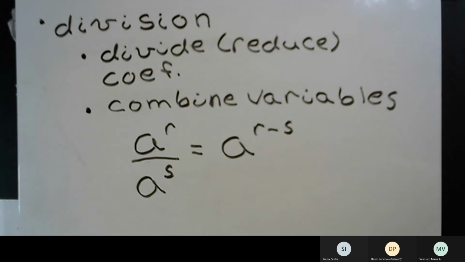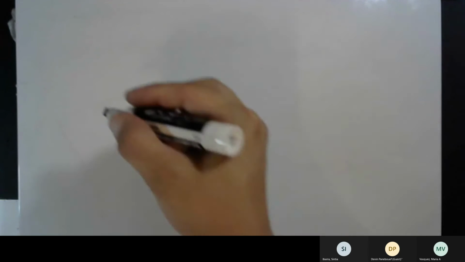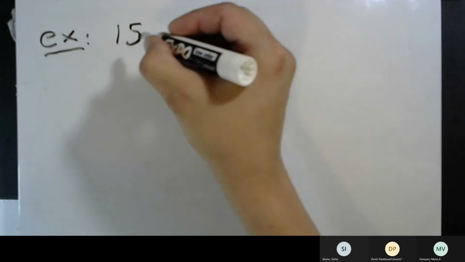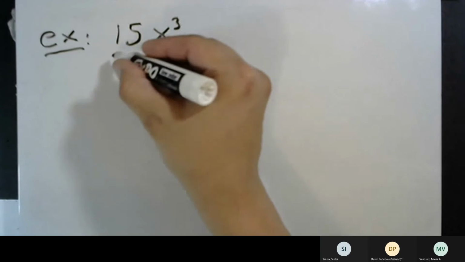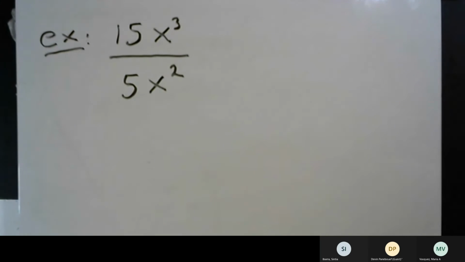All right, so any questions before we get started? All right. So for example, you have 15x cubed over 5x squared.